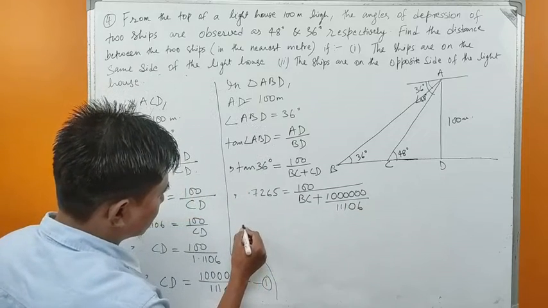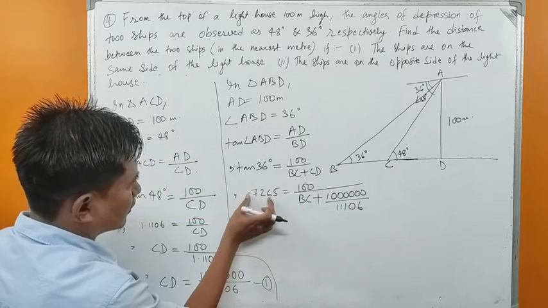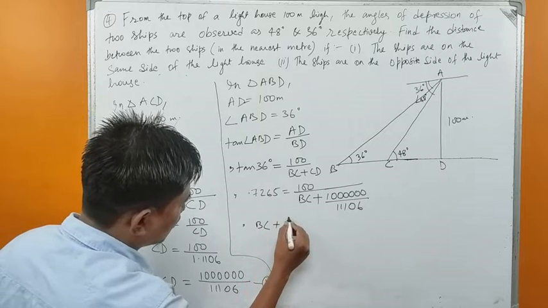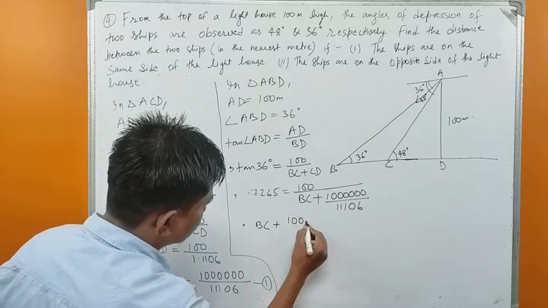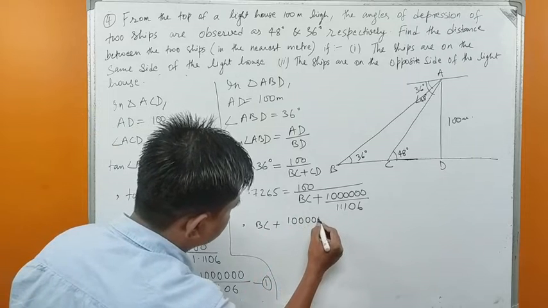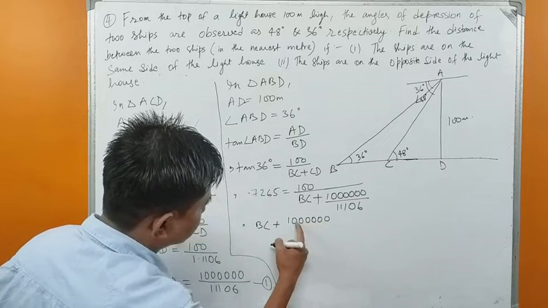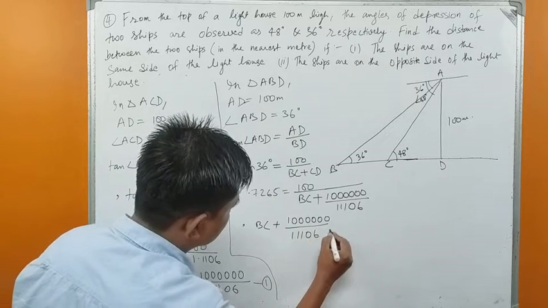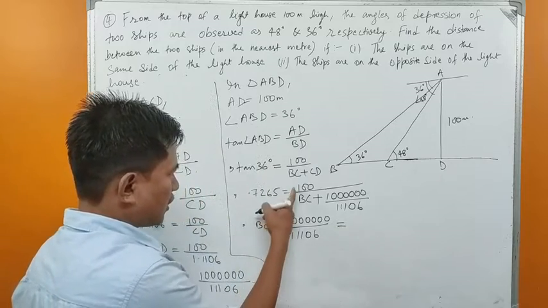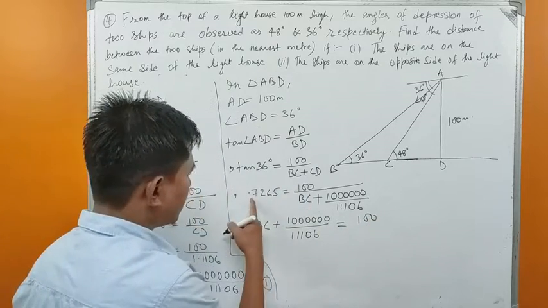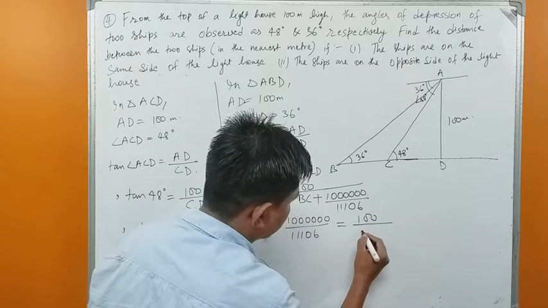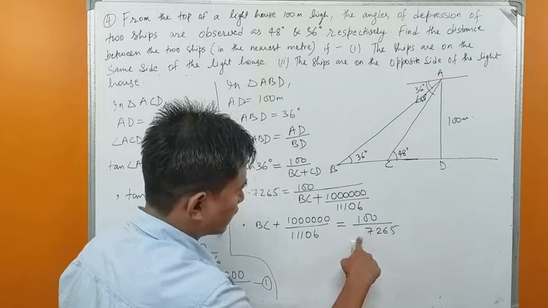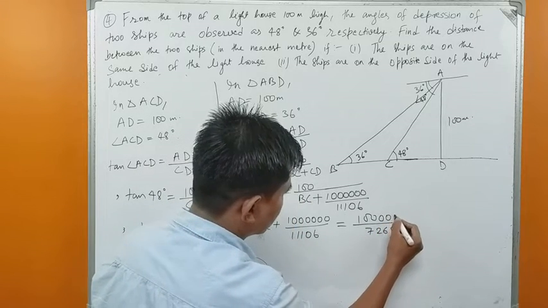Quite a complicated task, isn't it? So let us bring this number here and this number to the denominator. BC plus 1000000 divided by 11106 equals 100, which is already there on the right hand side. We take 0.7265 to the denominator. Okay, we remove this decimal point and introduce 4 zeros here.